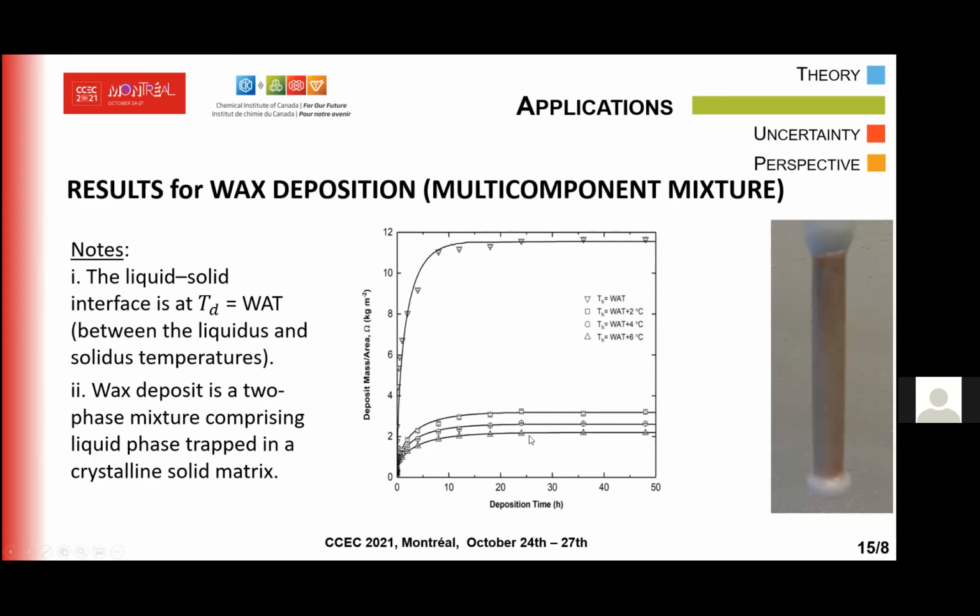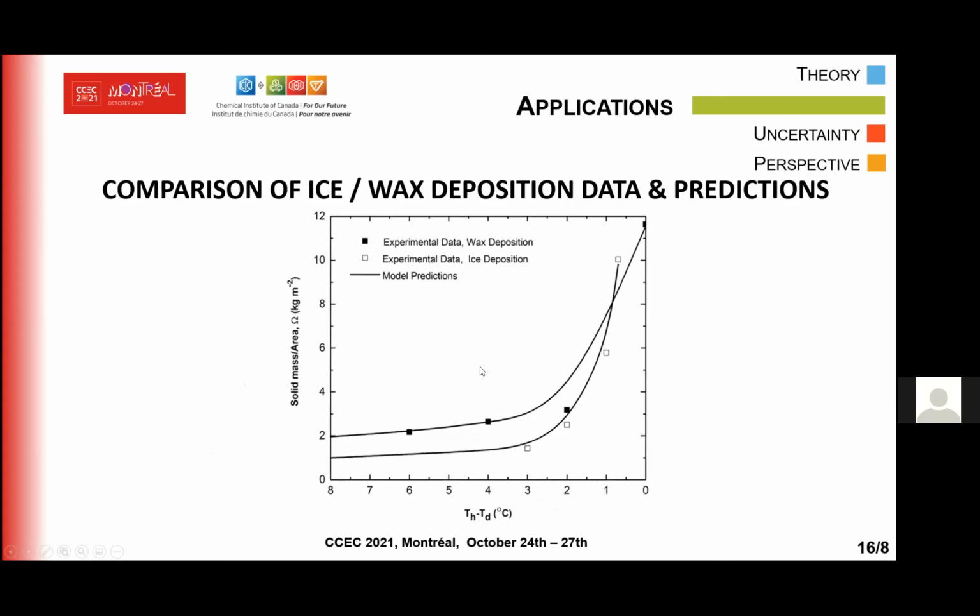Okay, so that's what happens in real wax deposition cases as well. This slide shows you a comparison of both sets of results. Solid squares are data for wax deposition. Hollow squares are experimental data, and we have plotted deposit mass as a function of the oil temperature.